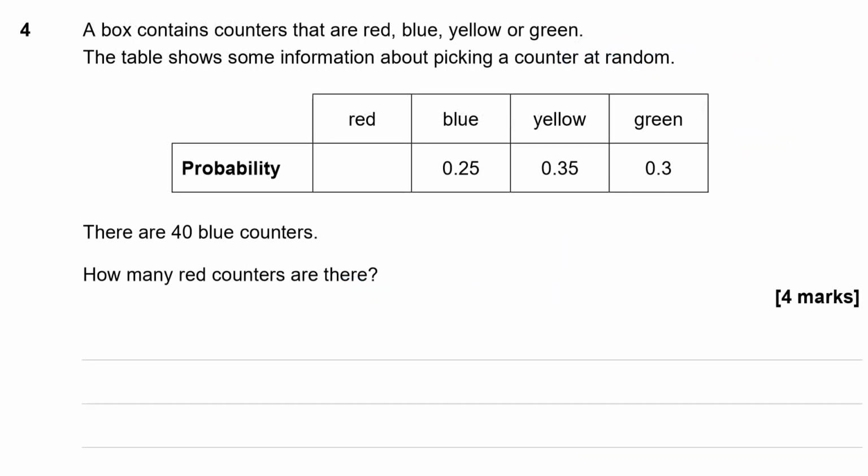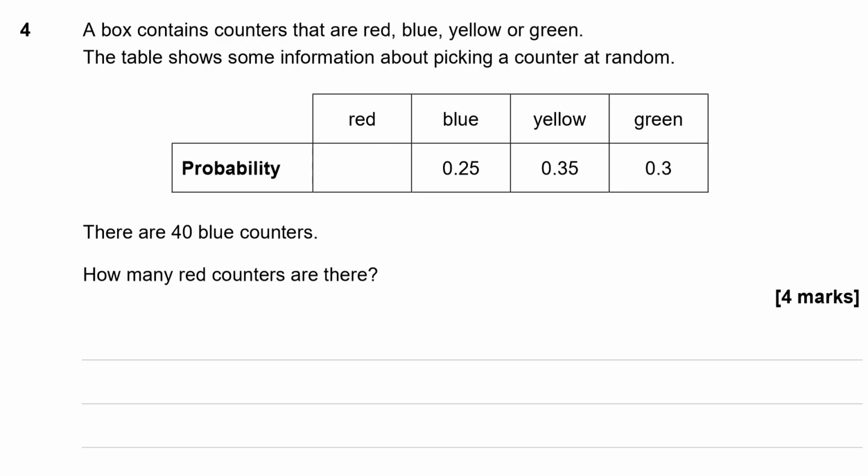Question 4. A box contains counters that are red, blue, yellow or green, and the table shows some of the information about picking a counter out. So we know the probabilities of picking blue, yellow and green. We've not been given the red one. Now we're told that there are 40 blue counters. How many red counters are there?